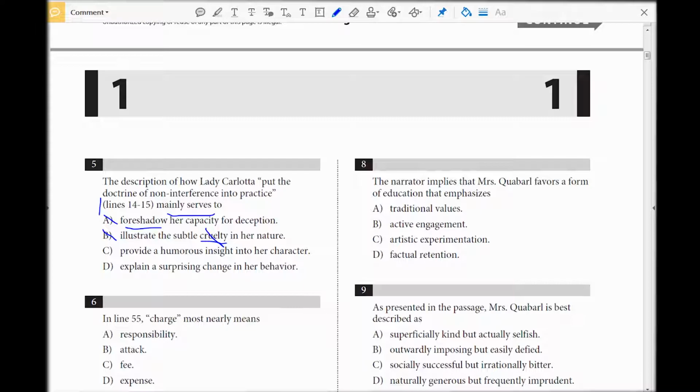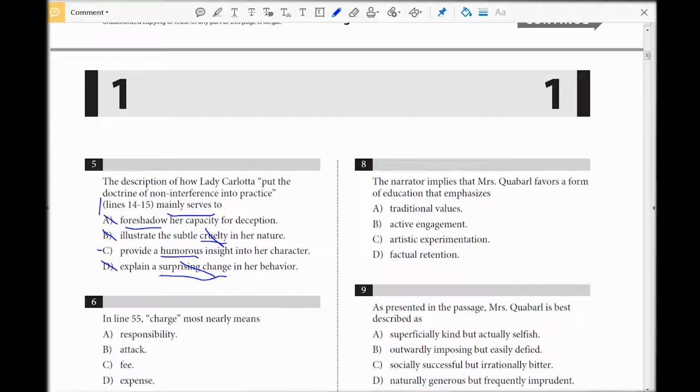Choice C says, provide a humorous insight into her character. A lot of people object to this word humorous here. They don't find the humor in it. Fine. If we don't love humorous, let's leave that be and come back to it. Choice D says, explain a surprising change in her behavior. None of this is surprising. After you've read the passage and you see how Lady Carlotta conducts herself with other people, how she's impersonating someone, she's taking it to the extreme of going to this person's house and pretending to be the governess, none of this is surprising to us. Lady Carlotta is just doing whatever it is she wants to be doing. Can't be surprising.